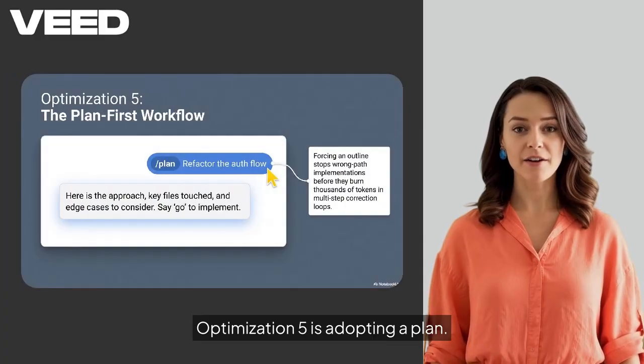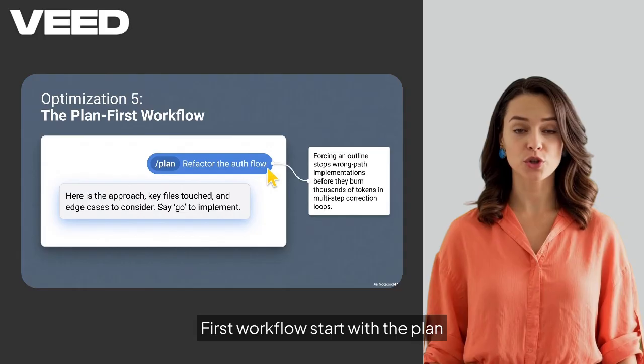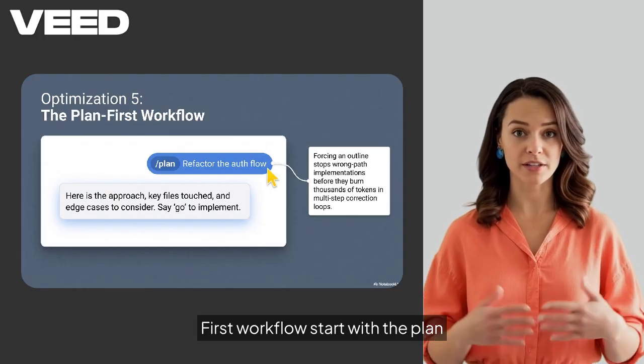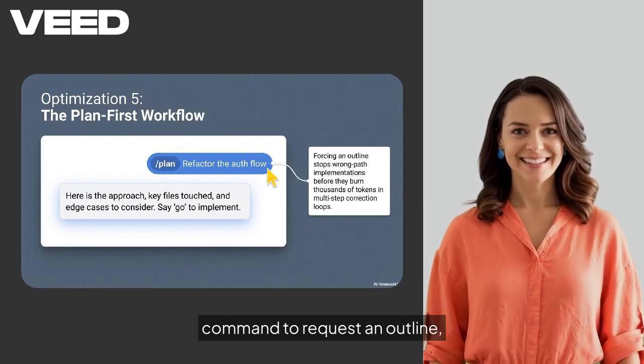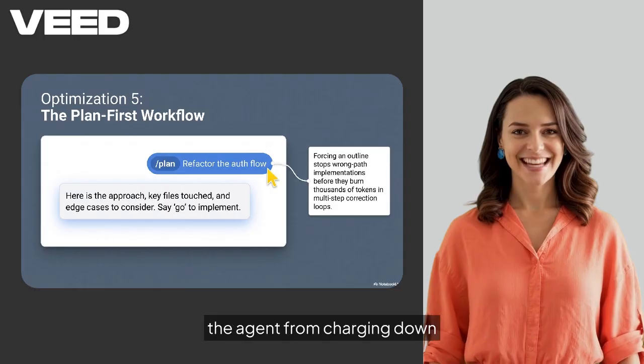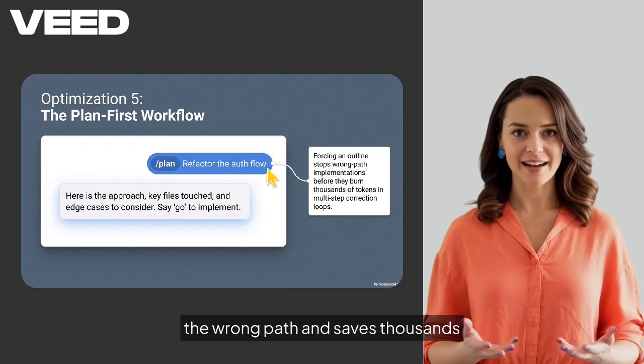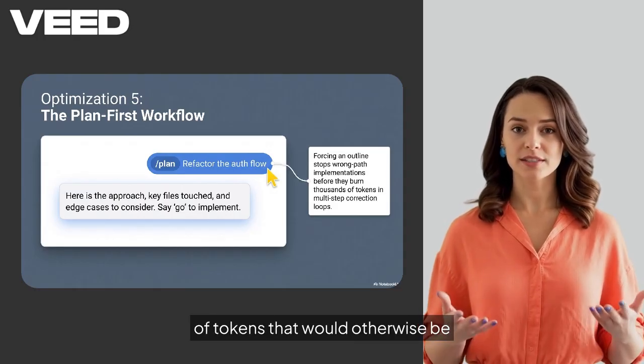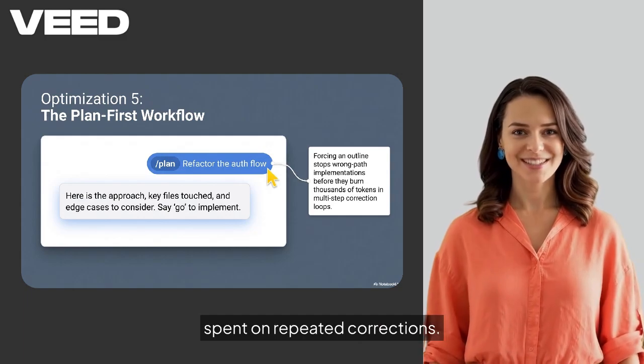Optimization 5 is adopting a plan-first workflow. Start with the plan command to request an outline, key files, and edge cases. Reviewing this plan prevents the agent from charging down the wrong path and saves thousands of tokens that would otherwise be spent on repeated corrections.